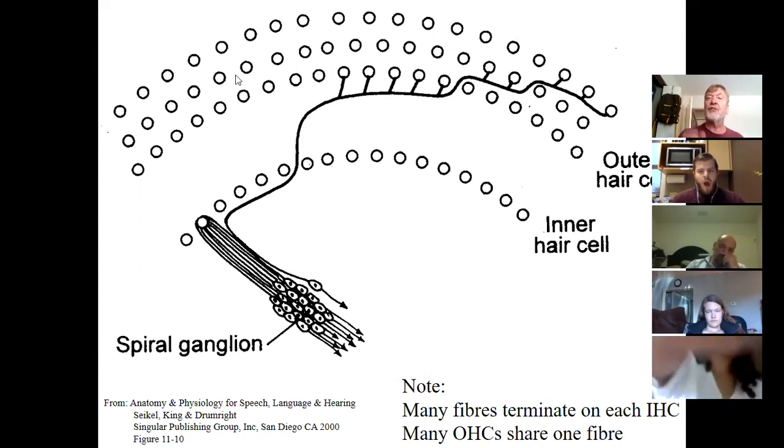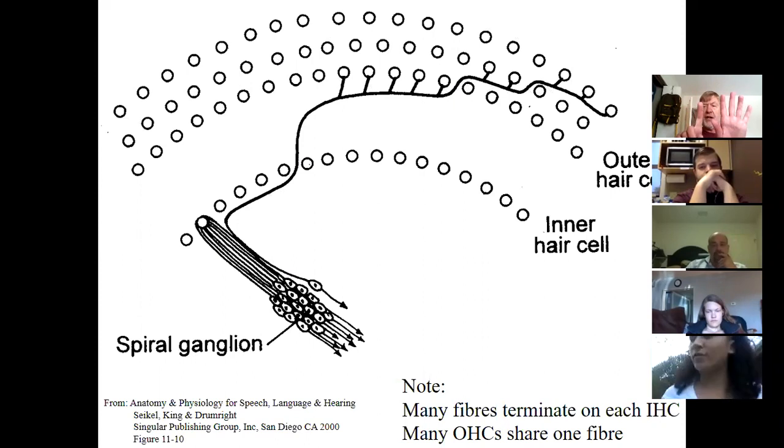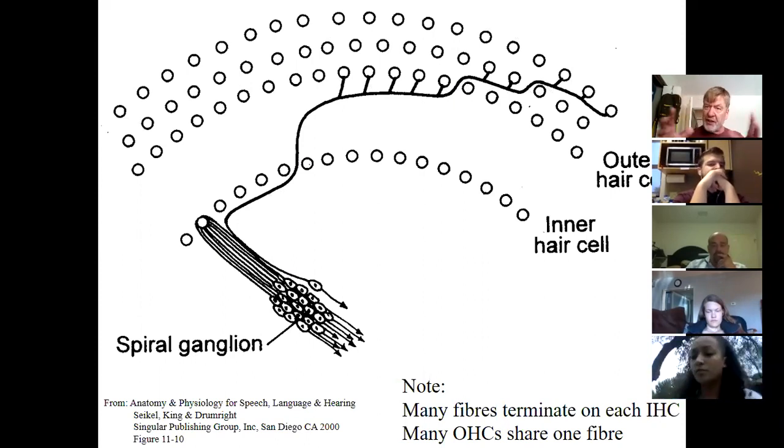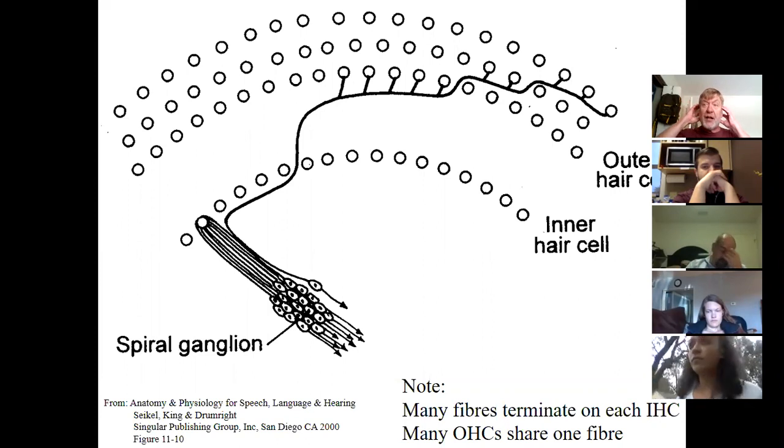They are connected to a nerve called the olivocochlear bundle, which is that small little country bumpkin road beside the big interstate. And it goes in the opposite direction. Whereas the interstate goes from the inner hair cells to your brain, the olivocochlear bundle goes from your brain stem to your outer hair cells.